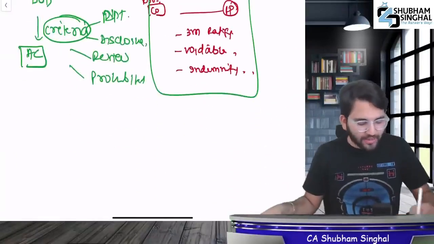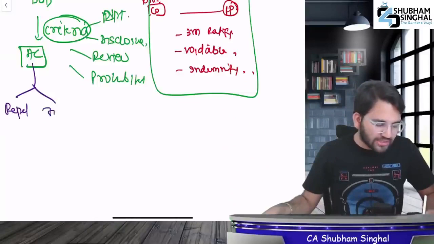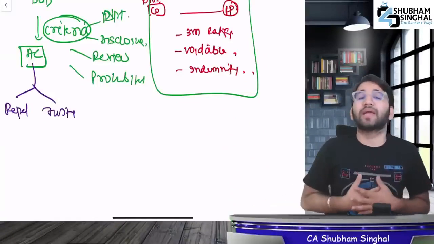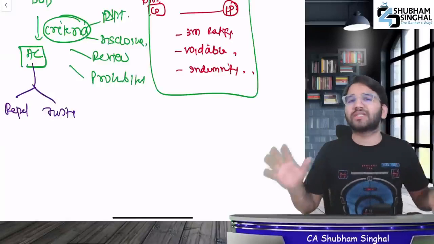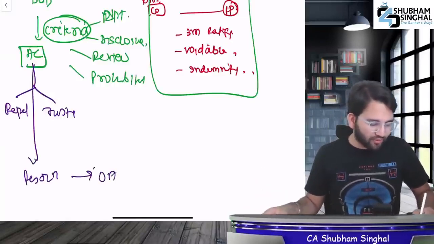And when you go to the audit committee, it will look at two things. First is repetitiveness, the number of repeated transactions. Second is justification, which means, is it justified to give an omnibus approval in this particular case? Once both things are checked, the audit committee passes a resolution, and through the resolution gives omnibus approval.